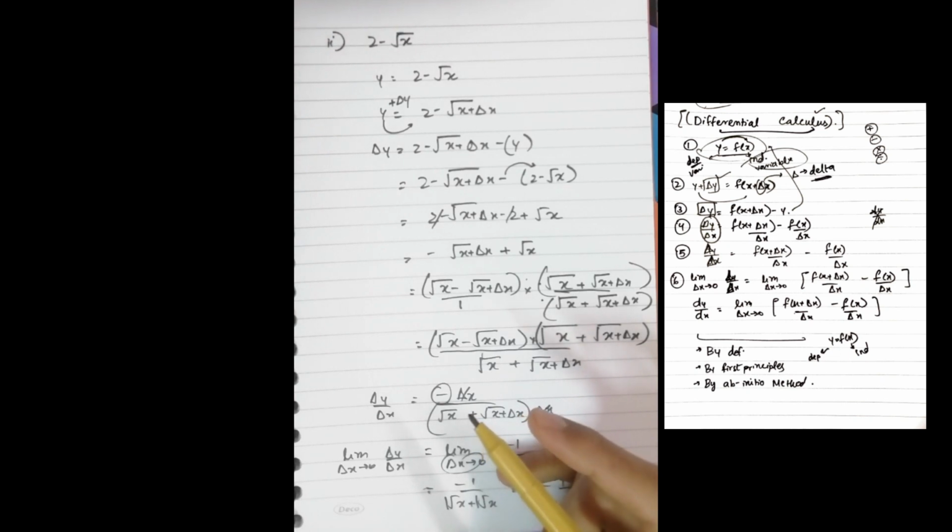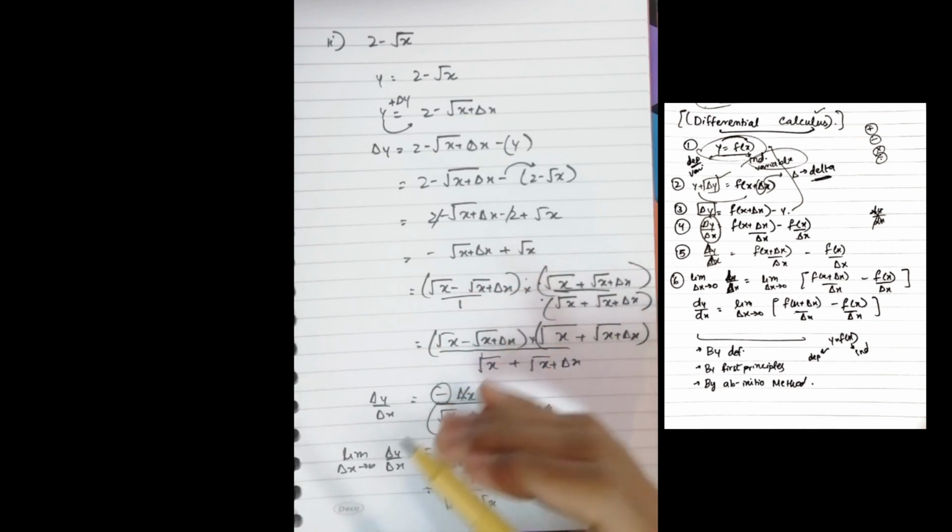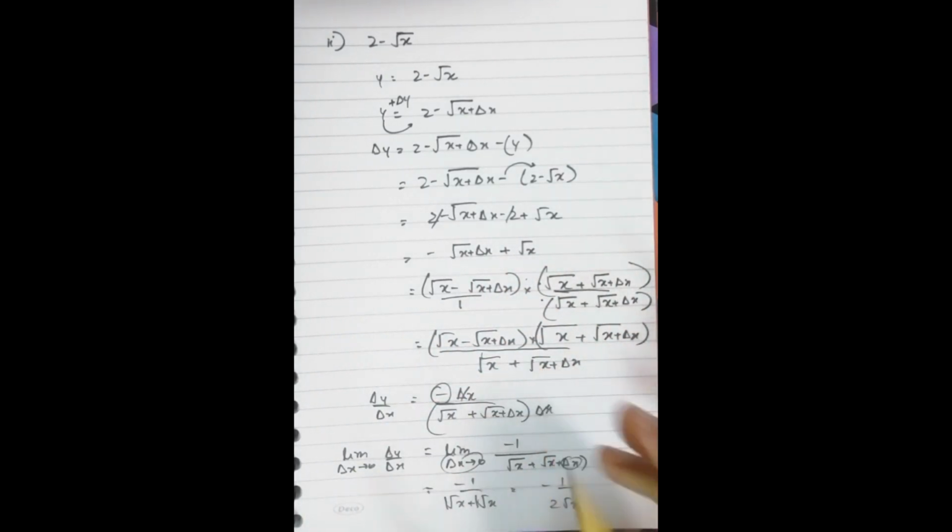So the key thing over here is that you have to simplify the equation until you reach a point where you can remove delta x from the equation and simplify further by applying the limit, okay? So I hope that this lecture makes sense.